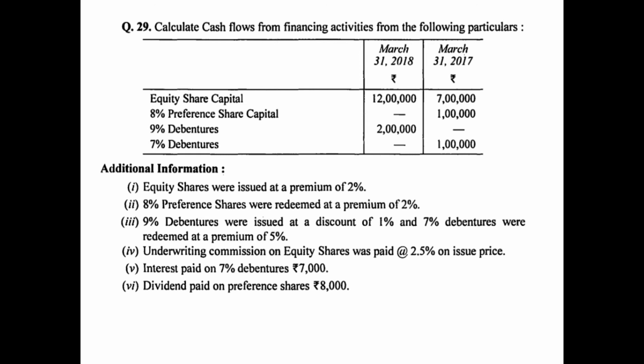Now let us discuss a question over this. This is practical question number 29, and as already explained in the previous videos, there might be a change in the number depending on the edition of the book you have. The question says, calculate cash flows from financing activities from the following information. The balances of two consecutive years are given: 31st March 2018 and 31st March 2017. So the balances as on 31st March 2018 are the current year balances, and those of 2017 are the previous year balances.